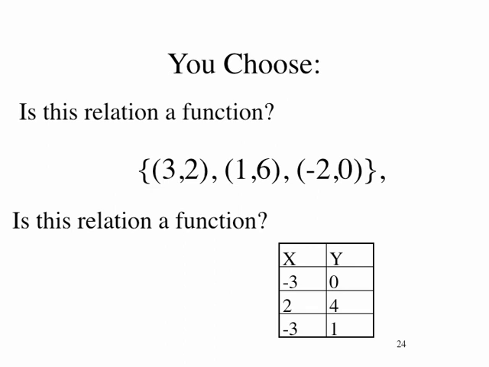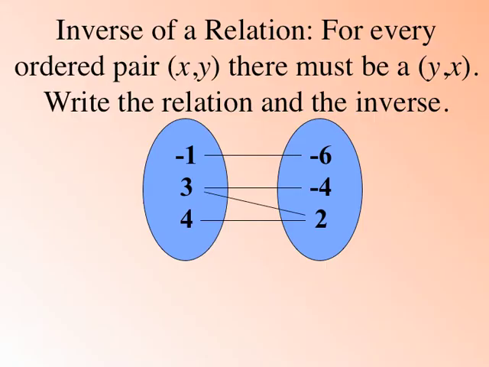Let's test this one. Is this relation a function, this table here? Hopefully you said no, because -3 repeats itself. It appears twice in the x column, so that is not a function. And we'll learn about inverse a little bit later, but just write down the definition for now.